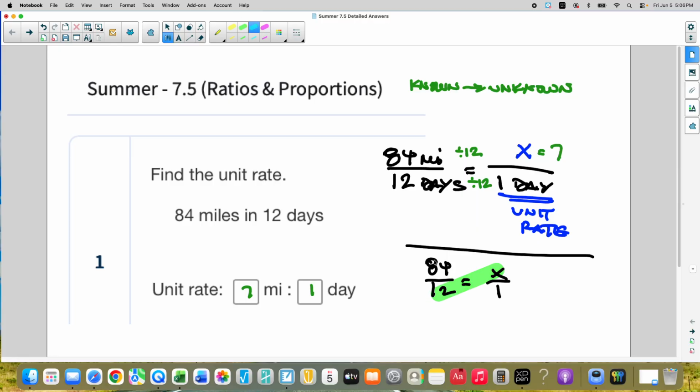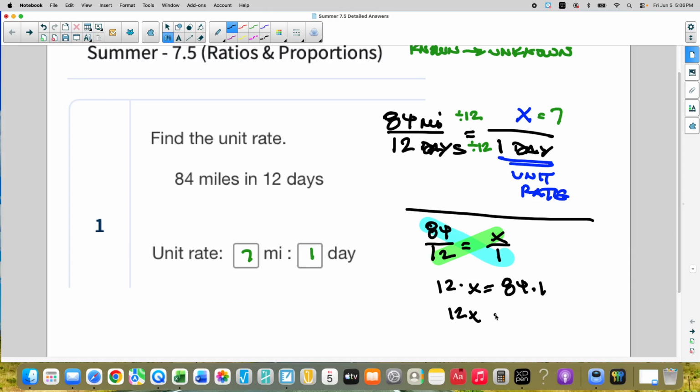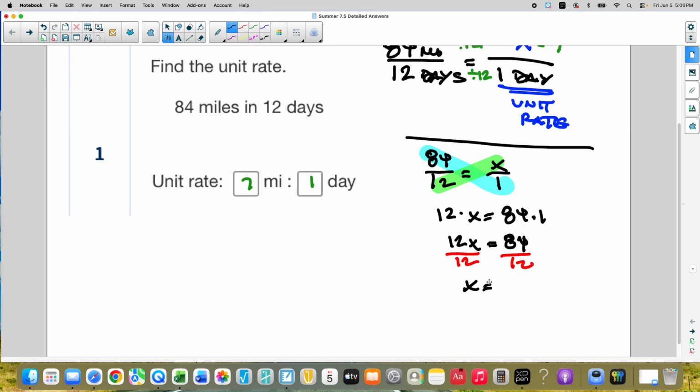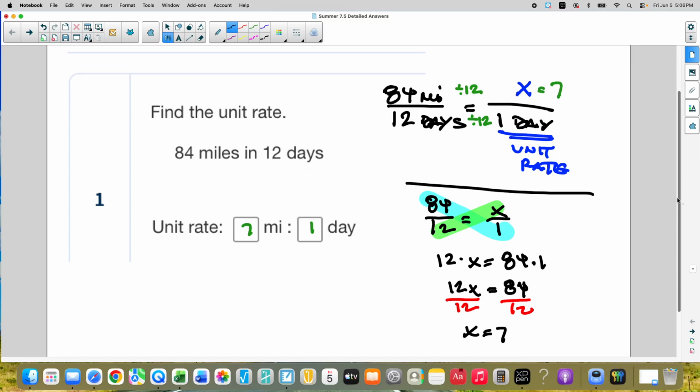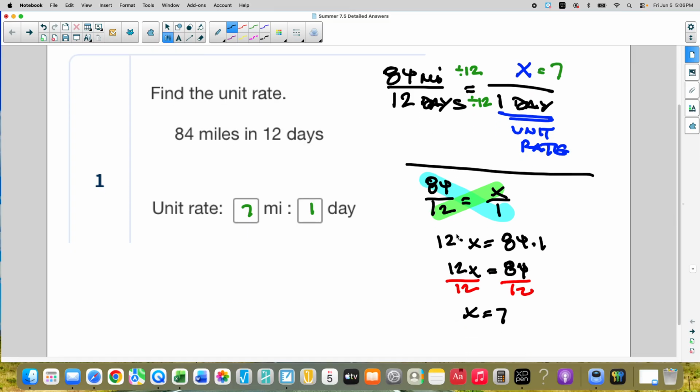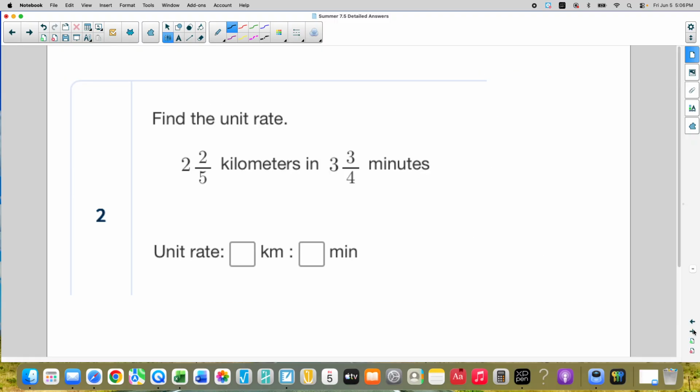Multiply those two will always equal the product of that, and you'll notice that you get the same exact thing. 12 times x equals 84 times 1. 12x equals 84. Let's divide by 12, and you get x equals 84 divided by 12, which is 7. So either way works. If it's proportional, we want to use the proportion. If it isn't proportional, then I would advise you to do the cross product.